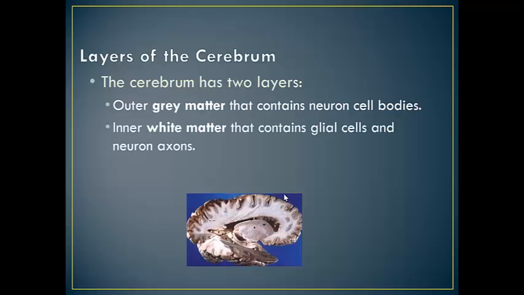Now the other one, the inner portion, is what we call the white matter. White matter contains glial cells and the axons of neurons. If you remember from our axons, when we were looking at neurons, some of them had myelin sheaths around them. They kind of look like little marshmallows shoved around the axon. This is what gives that white coloration to the white matter, because it's containing all the axons.